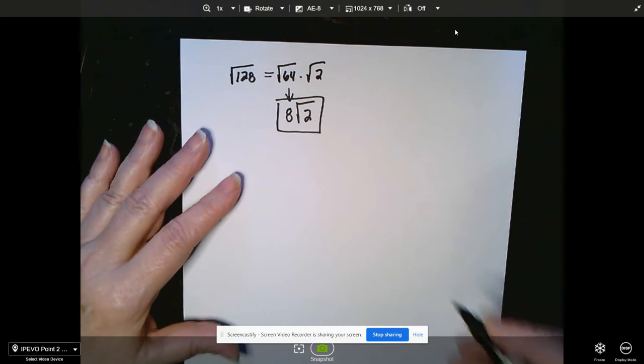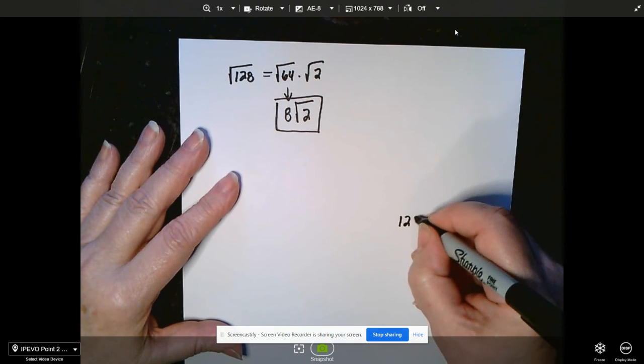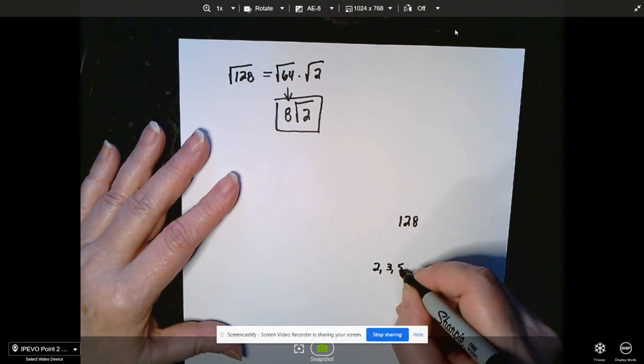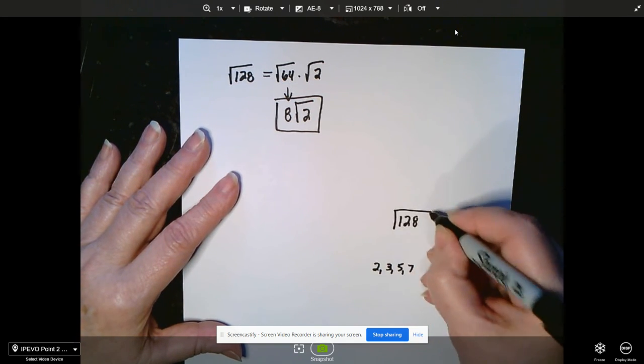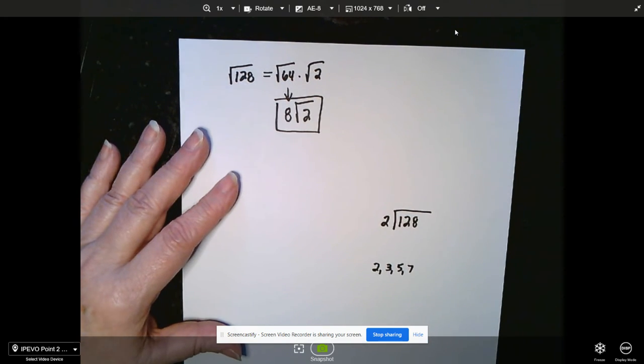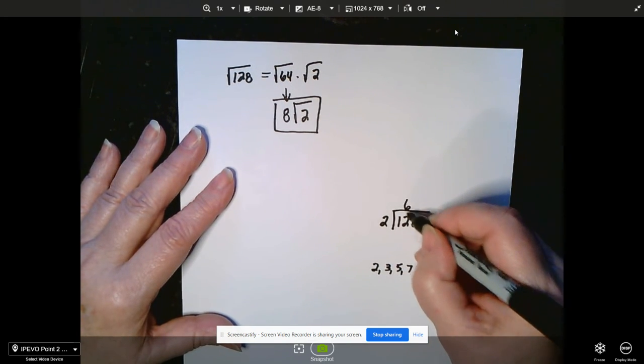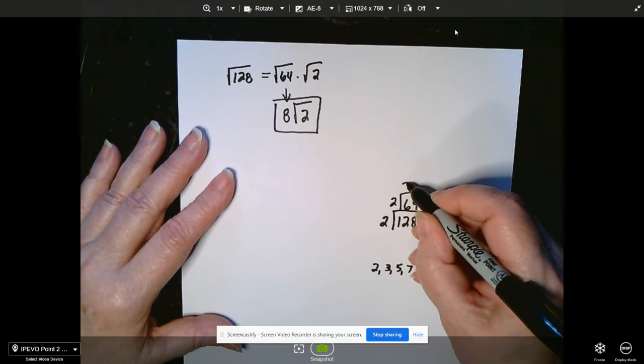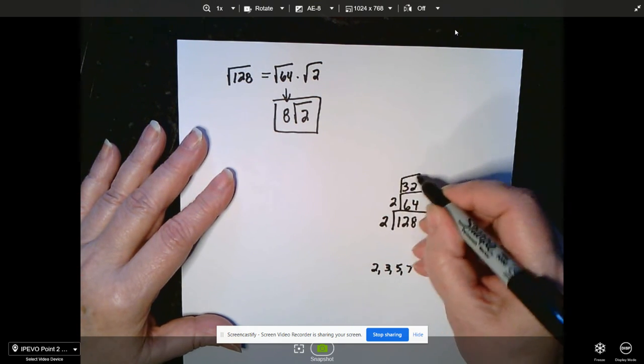Let's do it using the birthday cake method. Again, I'm going to leave myself some room. I'm going to divide by either 2, 3, 5, 7. I'll start there. And it's even, so I can divide by 2. So that would be 64. I can divide by 2 again. That would be 32. I can divide by 2 again.